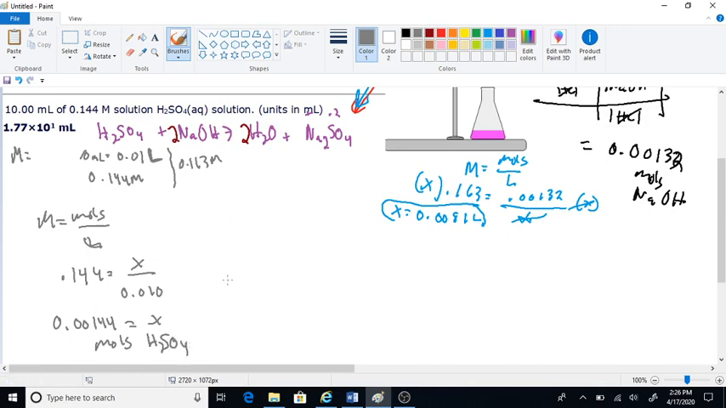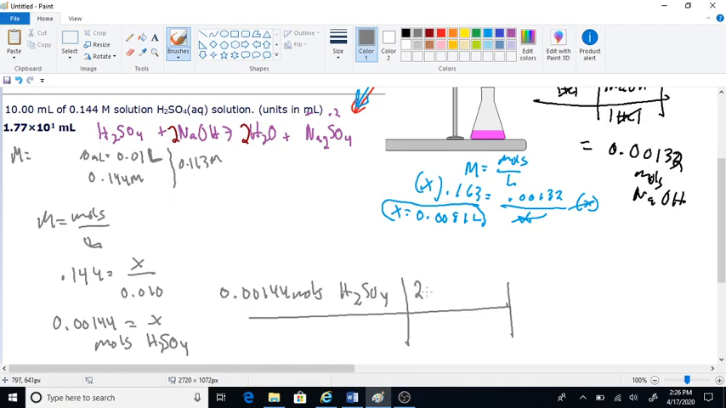We now have to switch compounds. So we take our 0.00144 moles of H2SO4. We're going to do our stoichiometric ratio, want over have. We want this, have this, so it's 2 NaOHs for every 1 H2SO4. That doubles this for us, which gives us 0.00288 moles of NaOH.